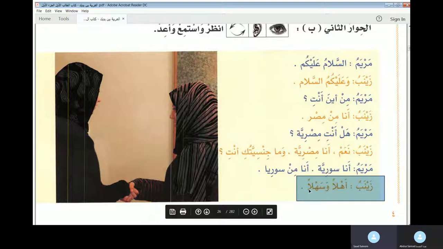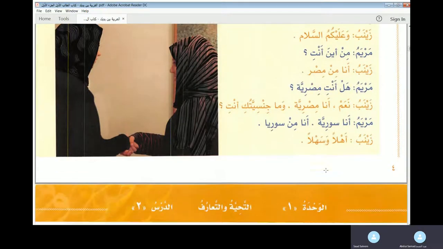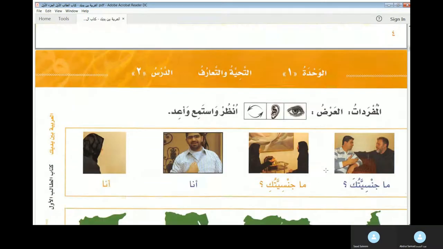So for male, we learned that we add ya with the name of the country: Misr, Misri. But in case of female, we add ya and ta marbuta. So for Misr, we say Misriya, Egyptian woman. For Suriya, we just remove alif and add ta marbuta, it becomes Suriya, Syrian woman. Okay? Next.